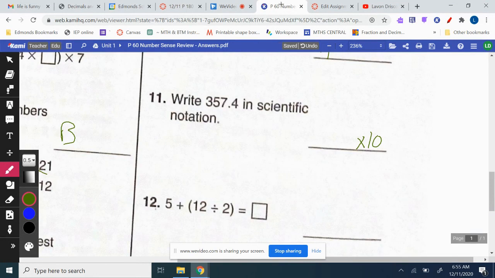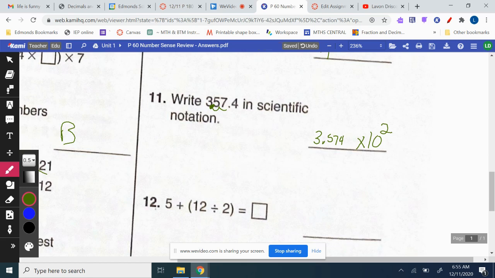Scientific notation. So I automatically know I'm going to be multiplying it by 10 to the power of something. So we got to move our decimal place to after the first number. And I count how many times I move it. 1, 2. So my new number is going to be 3.574 times 10 to the 2nd power, since I moved the decimal 2 places.